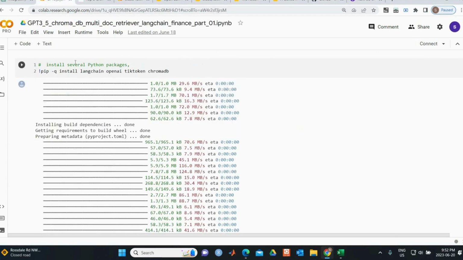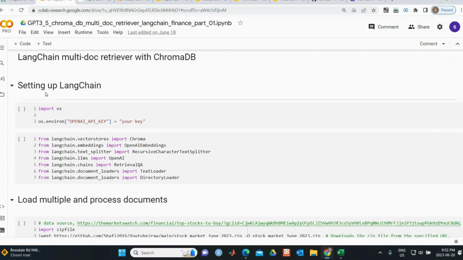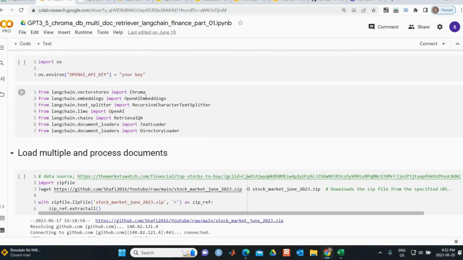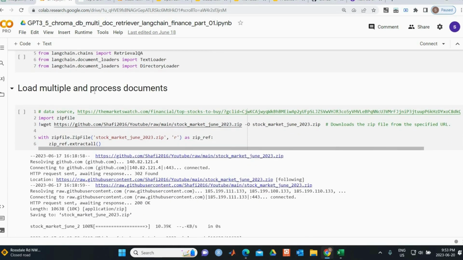First we need to install the necessary packages here: LangChain, OpenAI, and ChromaDB. Then we set up LangChain, and you can also specify your key here if you want to use this OpenAI model. Then we import the libraries like Chroma, OpenAI embeddings, recursive character text splitter, retrieval QA, text loader, and directory loader. Then we load our data into documents.